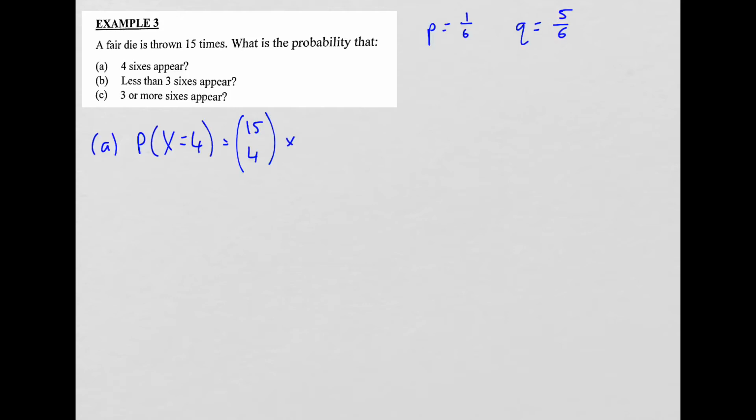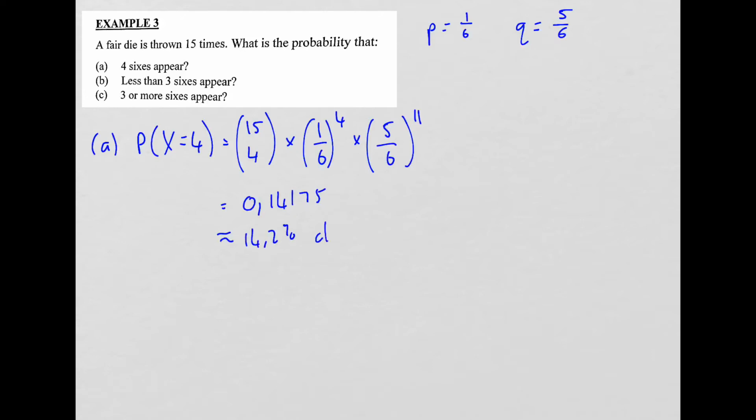Multiplied by 1 over 6, being the probability of getting a successful outcome. There are 4 of those. And the other 11 out of the 15 will be not 6s, and so we represent that as 5 over 6 to the power of 11, because the probability of getting anything other than a 6 is 5 over 6. Right, and simplifying that, we get 0,14175, which is about a 14.2% chance.